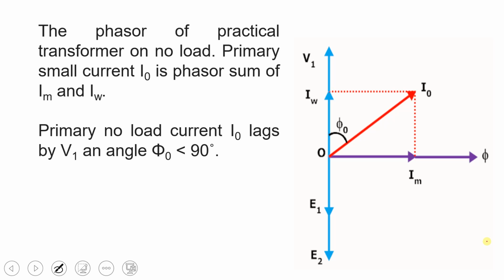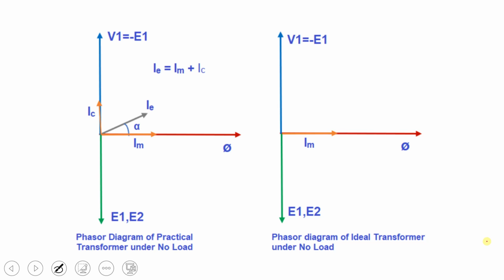This is a phasor diagram. Primary no load current I0 lags V1 by an angle phi naught which is less than 90 degree. This shows a comparison of the phasor diagram of a practical transformer under no load and the phasor diagram of an ideal transformer under no load. As shown in this diagram, Im is in phase with phi.